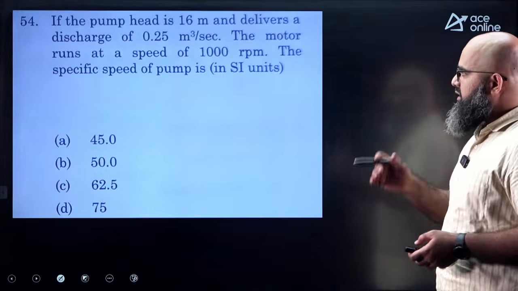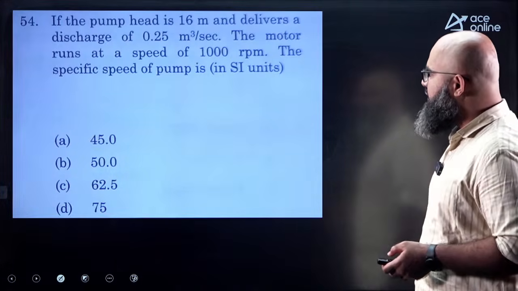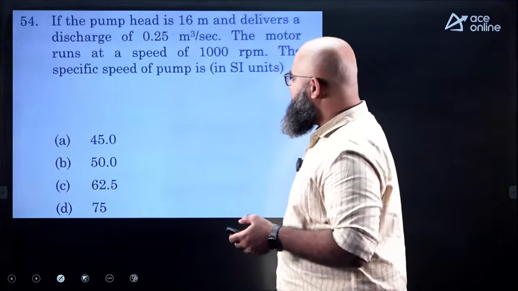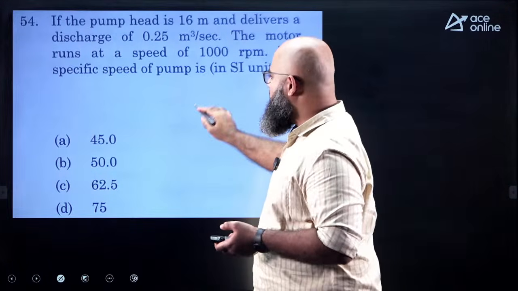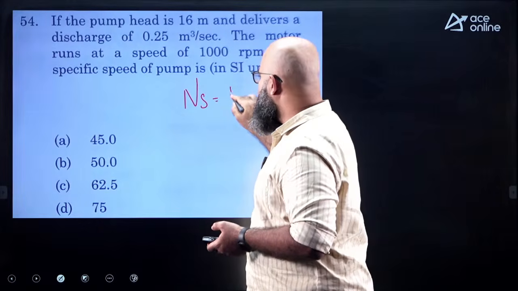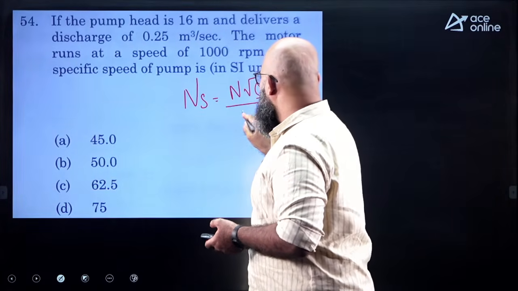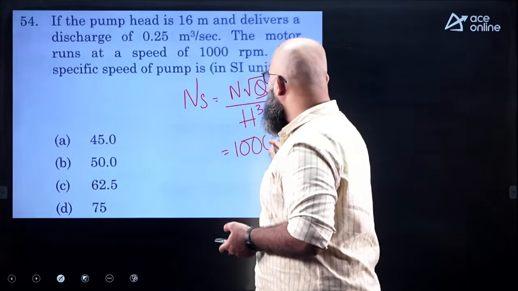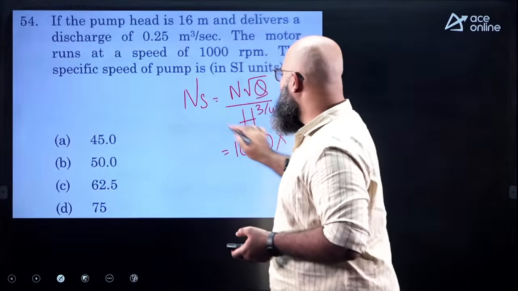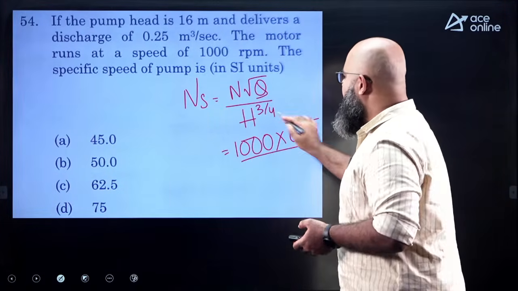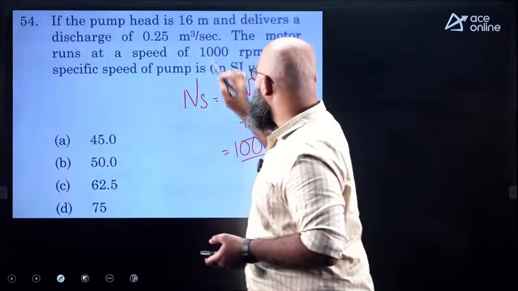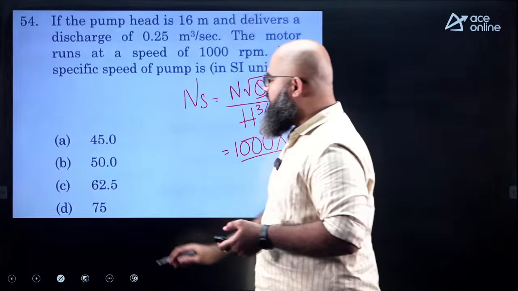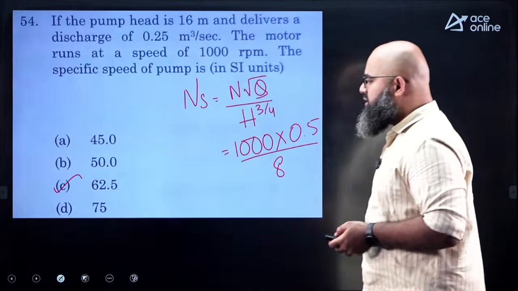Moving further, the next question is: if a pump head is 16 meter, delivers a discharge of 0.25 meter cube per second, and the motor runs at a speed of 1000 rpm, the specific speed of the pump is equal to how much? Now the specific speed of pump, if you remember, is N root Q upon H power 3 by 4. The value of N is given as 1000. Q is given as 0.25, root of 0.25 is 0.5. H is given as 16, the fourth root of 16 is 2, and 2 power 3 is equal to 8. So this is 500 divided by 8, which will be equal to 62.5. Option C would be correct over here.